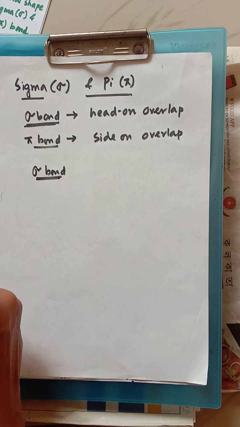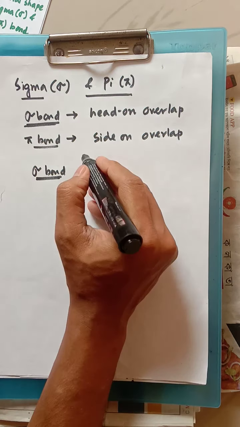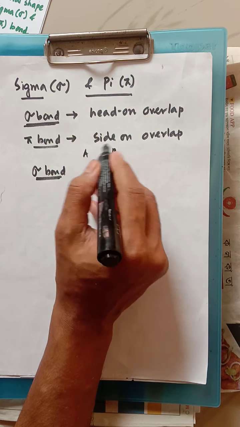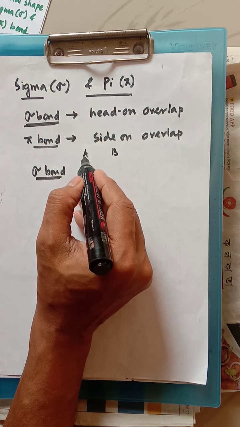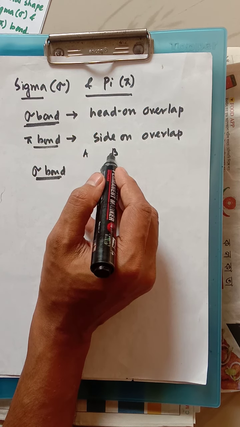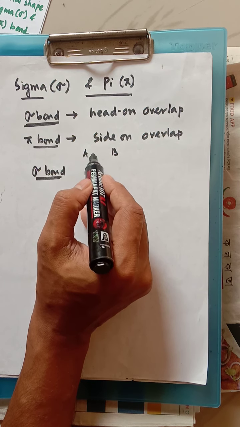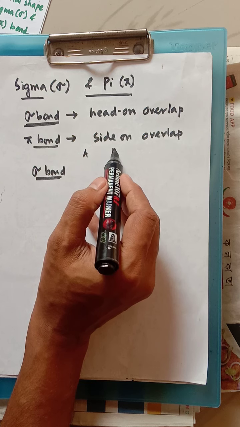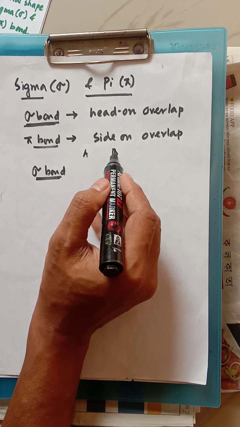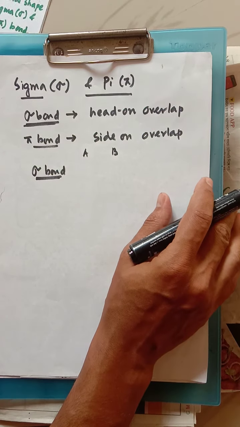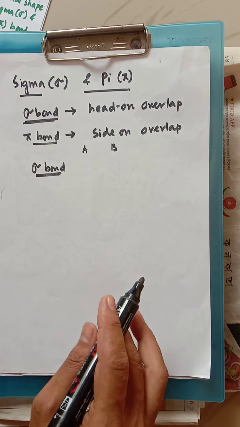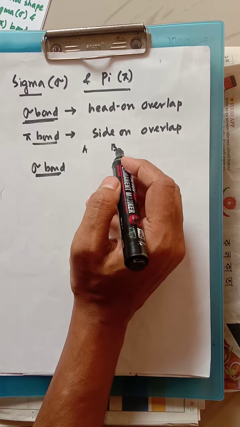If we consider two atoms that are going to overlap with each other, that means they are going to form a covalent bond. Now how will a covalent bond happen? Obviously, whenever the orbital of A overlaps the orbital of B, then only a covalent bond will happen. Now how can the overlap happen? Overlap can happen head on or side on.